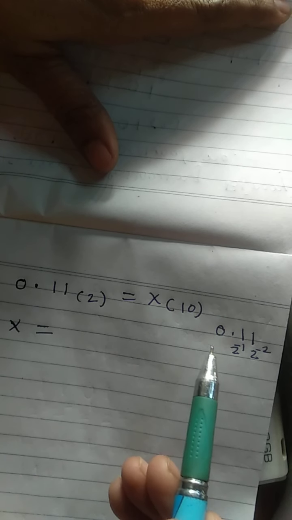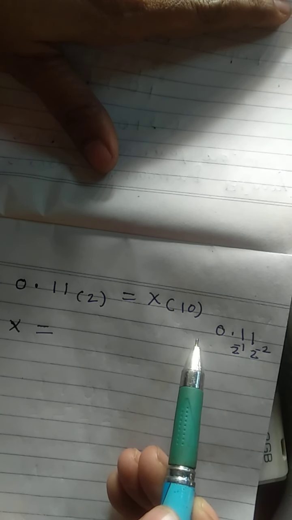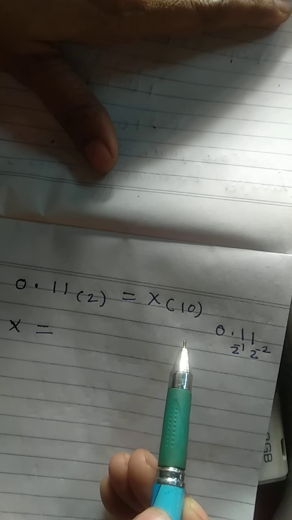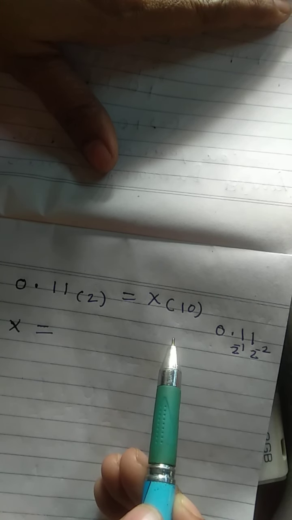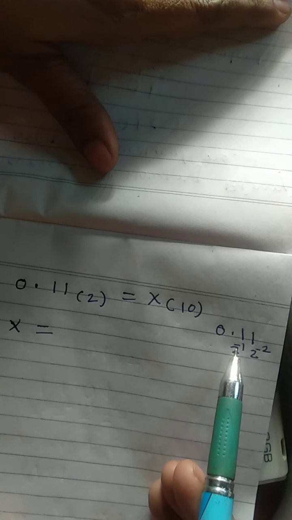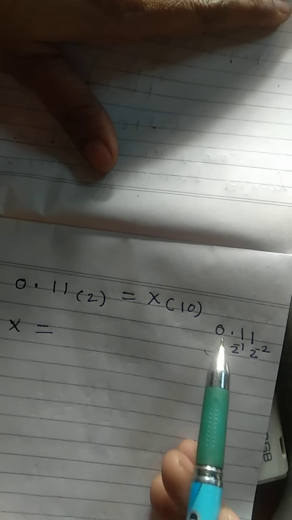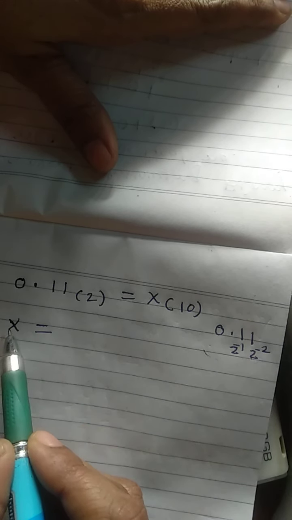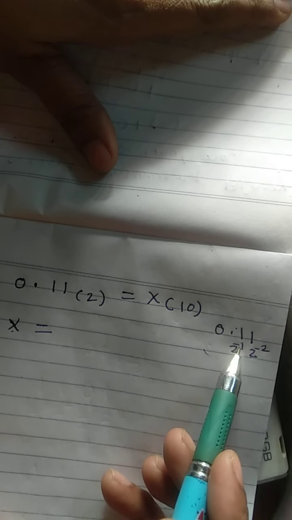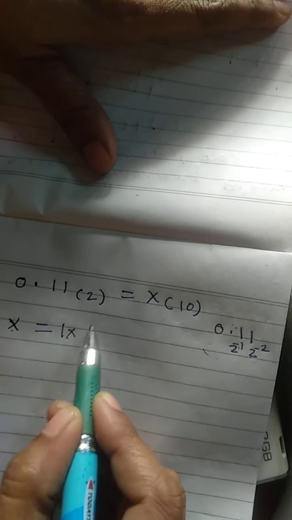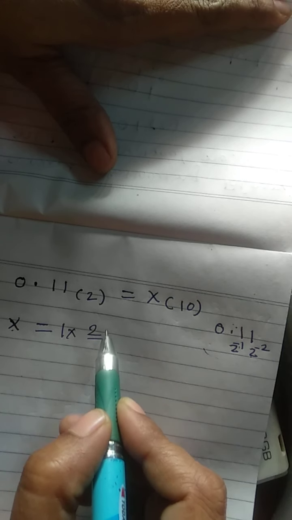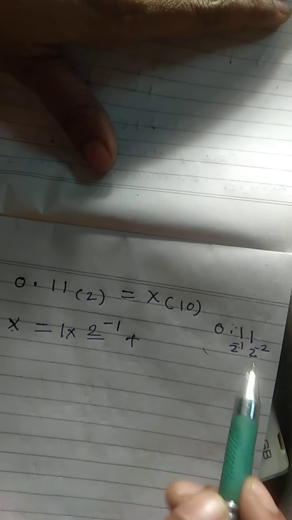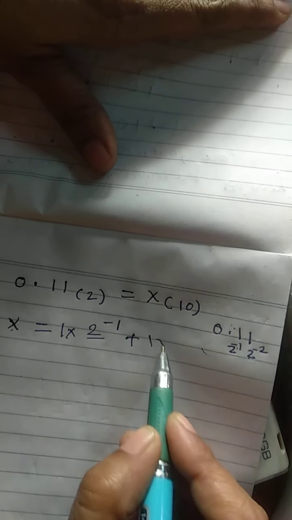What we are writing for integer? Here 2 raised to 0, again 2 raised to 1, 2 raised to 2, 2 raised to 3. But for fractional part you write here, for our convenience, this is the way of writing. Here 2 raised to minus 1 and 2 raised to minus 2. Now I will write x is equal to, multiply these two, 1 into 2 raised to minus 1. Okay. Now plus 1 into 2 raised to minus 2.